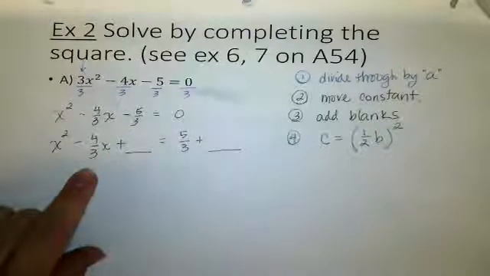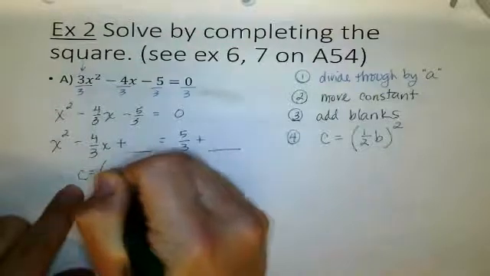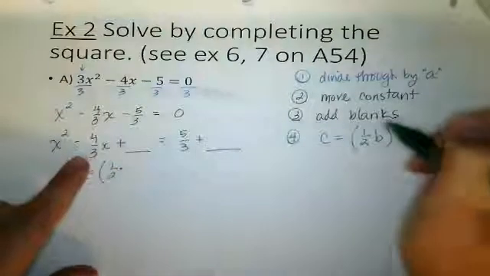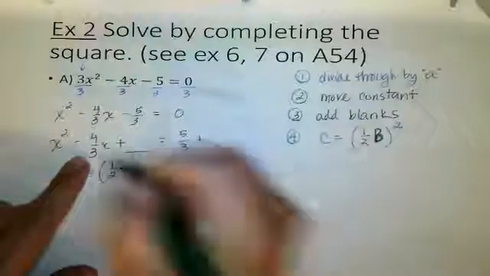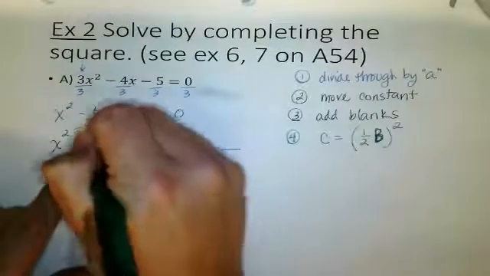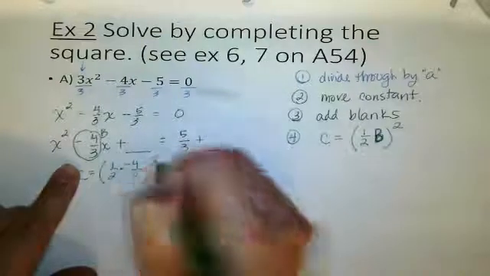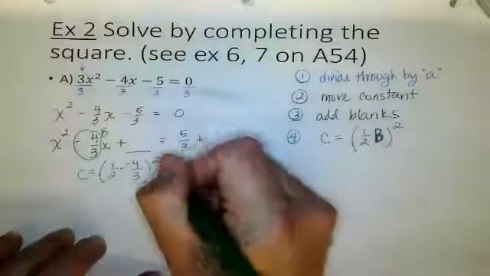And the reason I'm saying half of B is because I have a fraction, and that's going to be a lot easier to just take on half. So 1/2 times this new B value. I'm going to give that a capital B, whatever that new B is. Right here, there's our B. So half of negative 4/3, and I need to square it. What's half of negative 4/3?